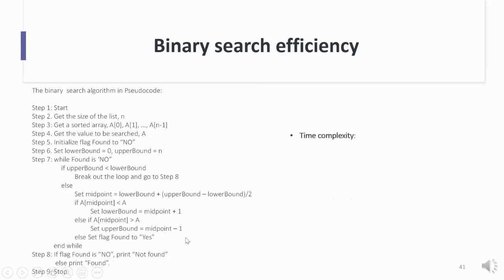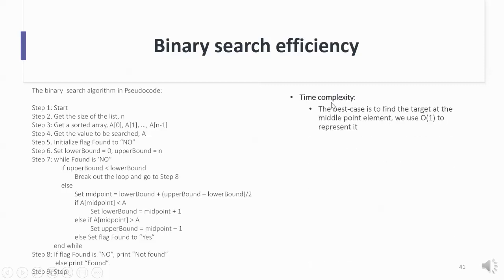Now consider time complexity. The best case for binary search is to find the target at the middle point element. We use O(1) to represent it because we found it immediately. And the worst case is searching k times, where n equals 2 to the power k.